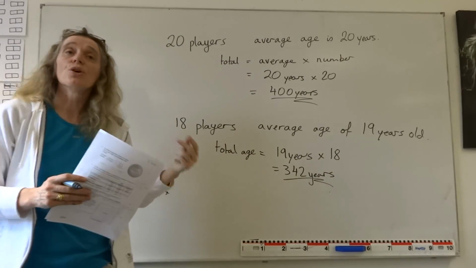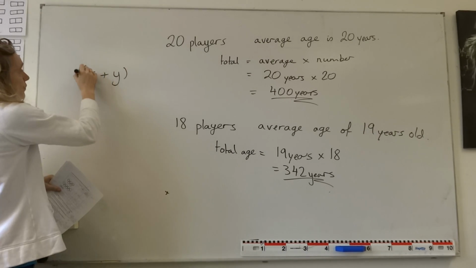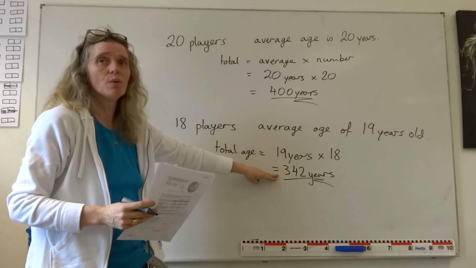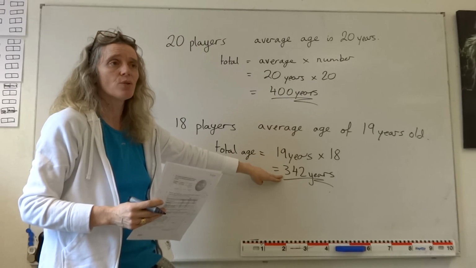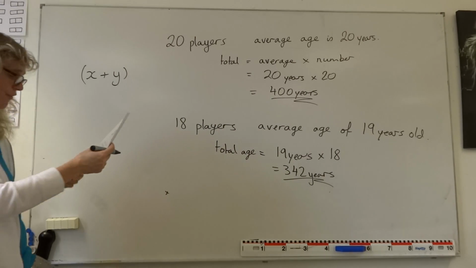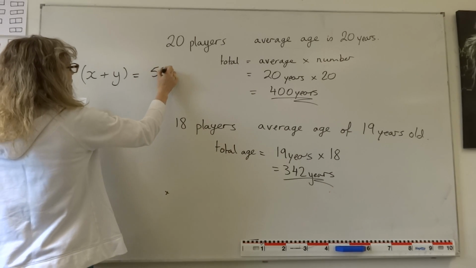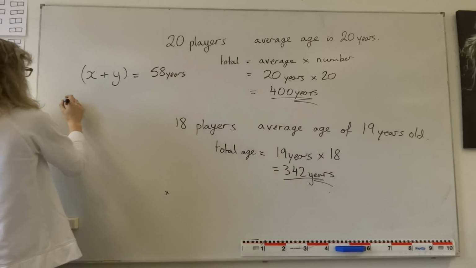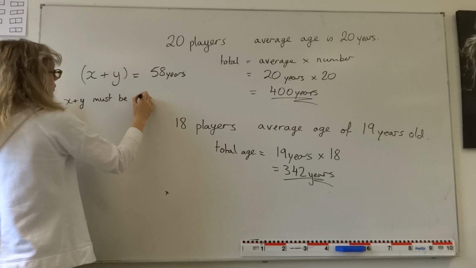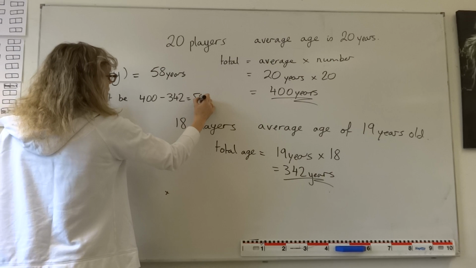So we have 2 people who quit, let's call them X and Y. The ages of these 2 must be 400 minus 342, which gives us the total age of these 2 that quit. And 400 minus 342 is 58 years. So X and Y must add up to 58 years old.